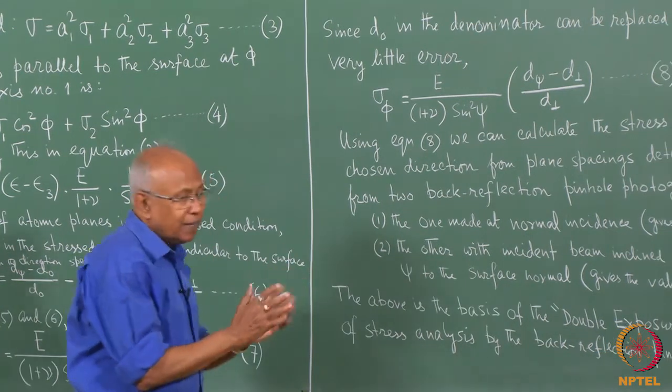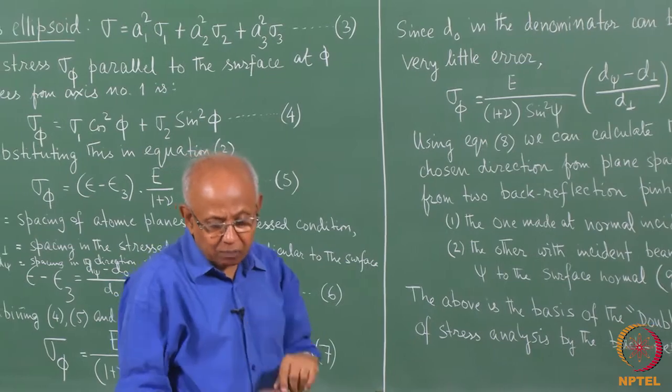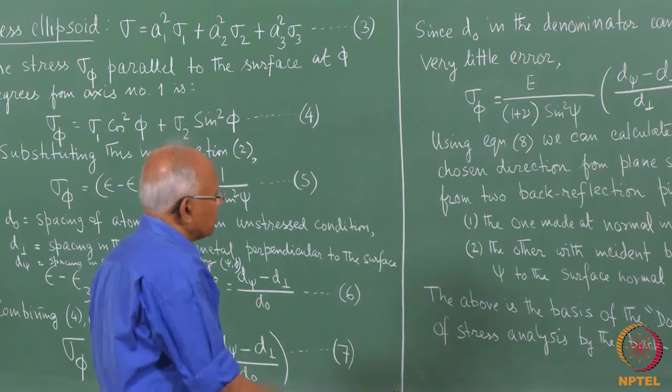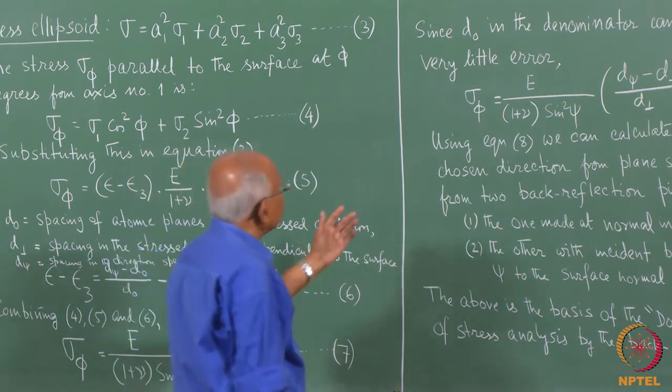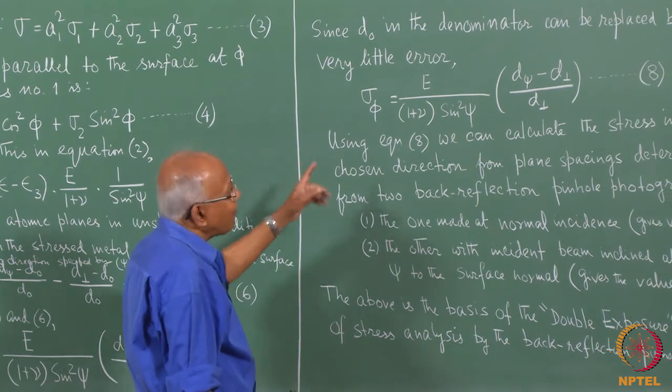In one case, the X-ray photograph is made by having the X-ray incident in a normal direction onto the surface, and in the second case by having the X-ray incident at an angle psi to the normal of the surface considered. So, from these 2 values it is possible to figure out the value of sigma phi.